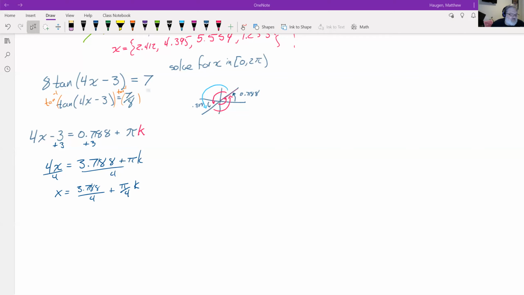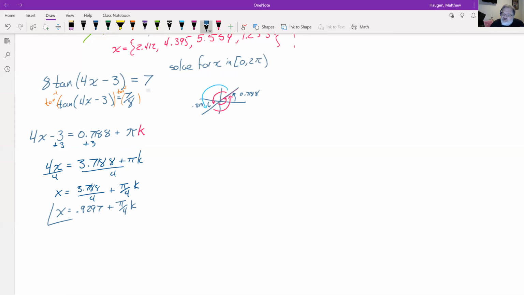Okay, divide that by 4. So x equals 0.9297 plus pi over 4. Okay, so that's our general solution. If we want our general solution, that would be it, and we'd be done. It is, again, just one piece instead of two pieces. It's the benefit of tangent.